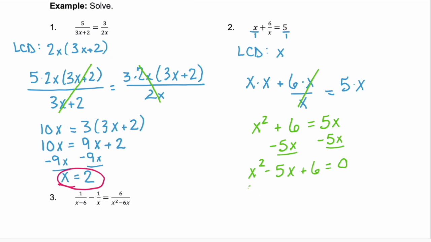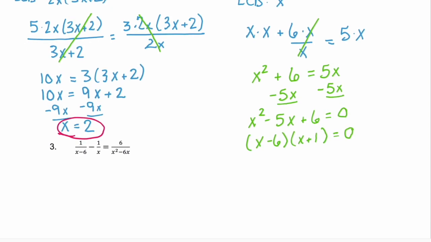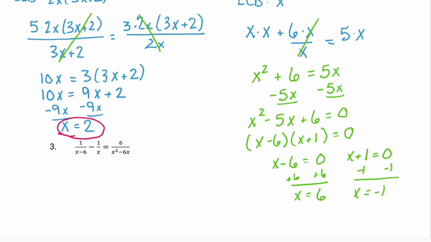In order to solve this, we want to factor it. And this one actually factors quite nicely. It's going to factor as x minus 6, x plus 1. Then you need to use your zero product property. So x minus 6 equals 0, x plus 1 equals 0. Add 6 to both sides to get our first solution, which is x equals 6. Subtract 1 for the second one to get x equals negative 1.